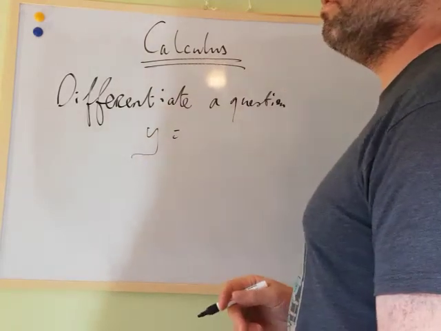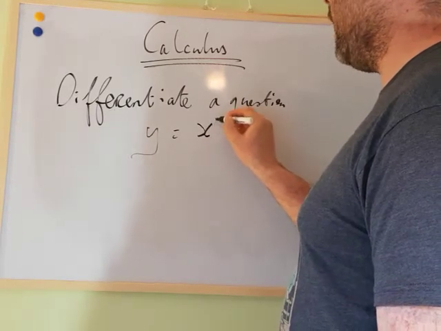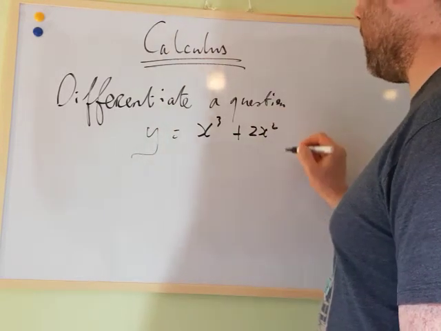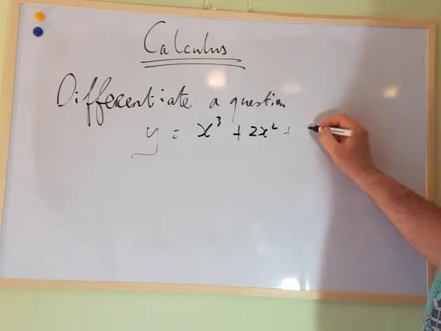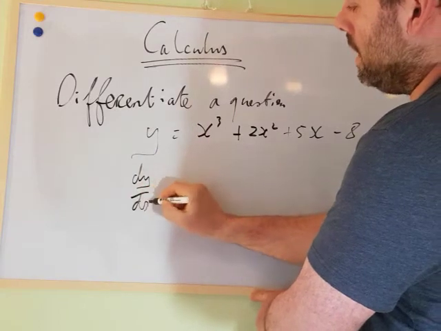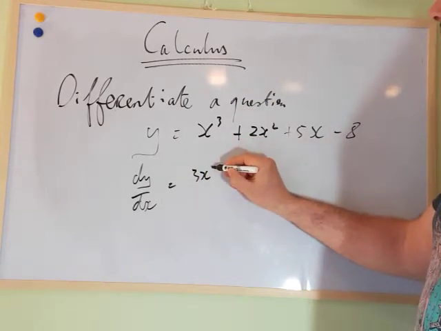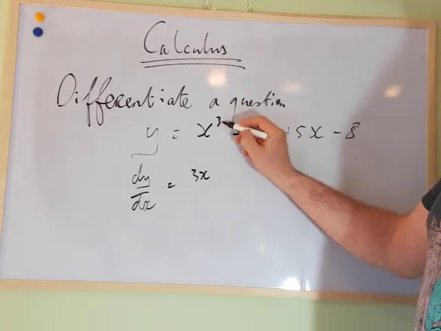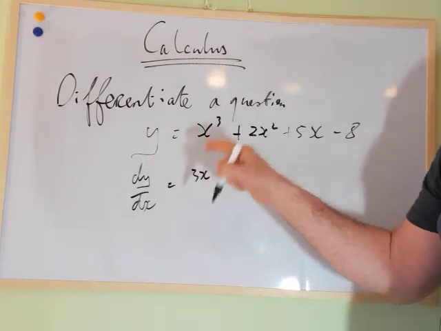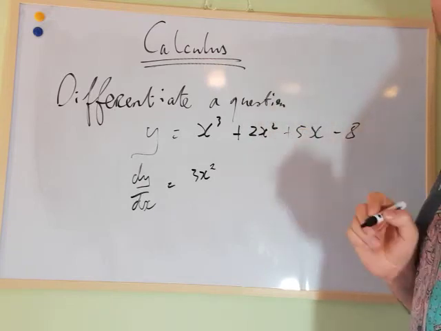y is equal to x to the power of 3 plus 2x squared plus 5x minus 8. dy over dx. Bring down the power, reduce it by 1. So this was x cubed. We bring down our power to multiply, so we now have 3 times x. But there was a power, so take 1 from the power. So it's not 3x, it's 3x squared, because 3 minus 1 is 2.